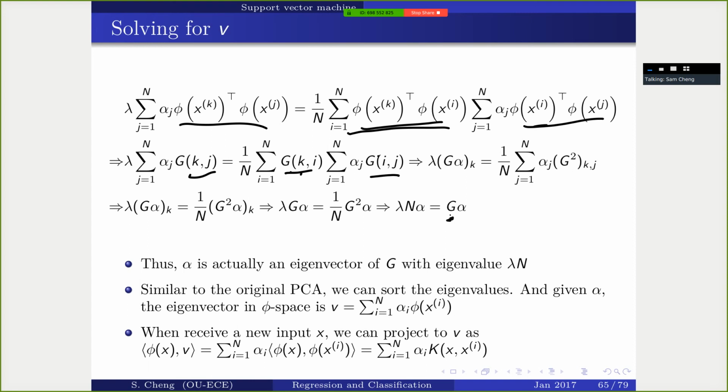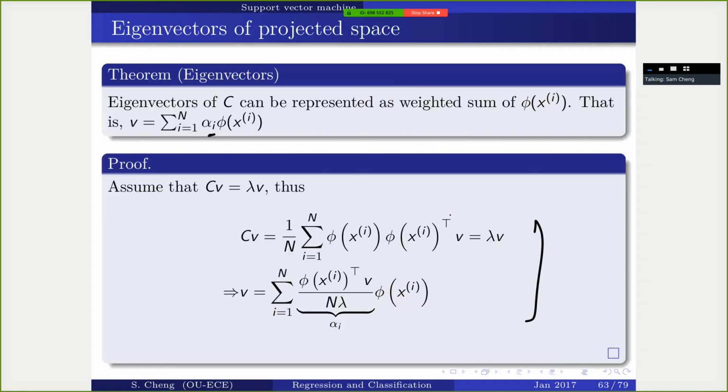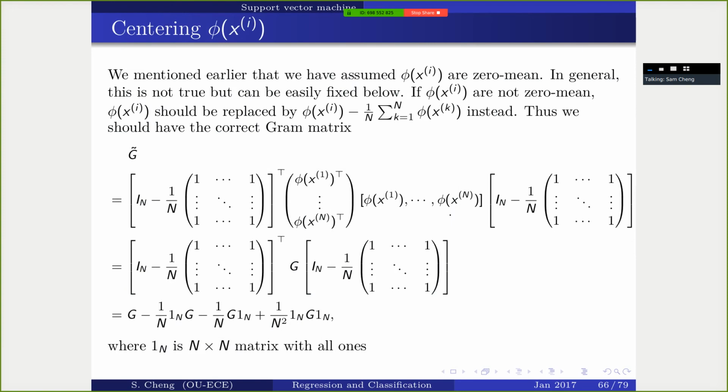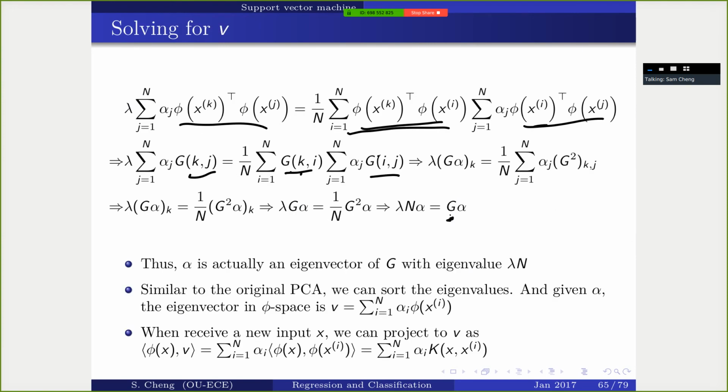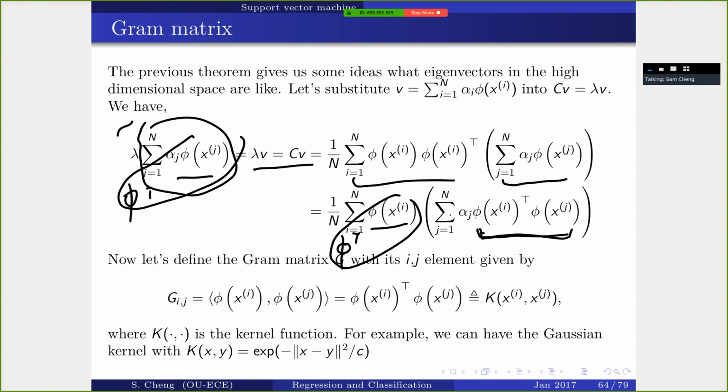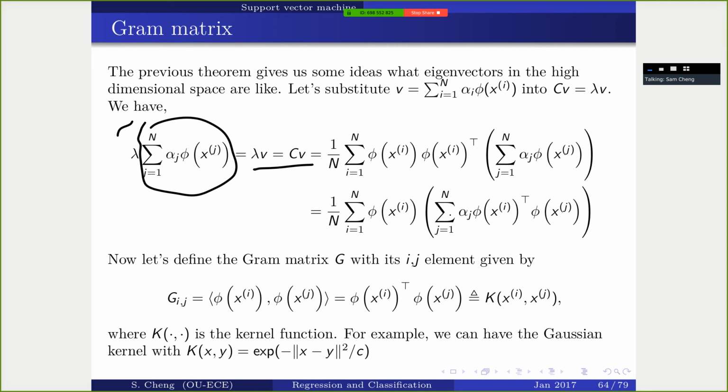So we know how to compute the Gram matrix, and from that we can compute the eigenvector, and in turn compute the eigenvector in the feature space. But one thing I should emphasize: even though I have this alpha here, the eigenvector is not computable because I have this phi here.